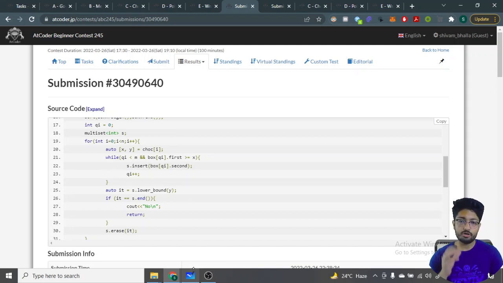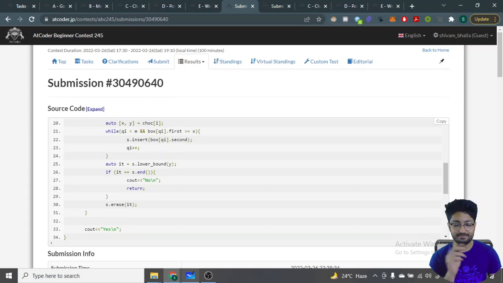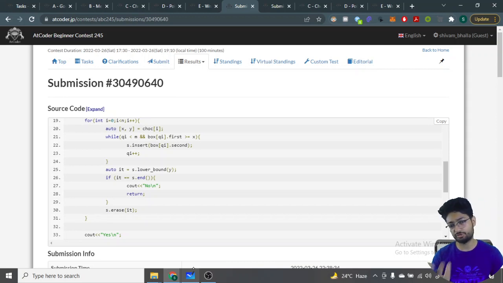Now at the end of this while loop, I have all the boxes whose width is greater than or equal to the width I want inside a multiset. Now I can do a lower bound on the multiset, because I just want a box that is just greater than or equal to the height I want. So I want a height of y for the chocolate, and I find the lower bound. If there is no such box available, I just return no and quit, because I want to fill all the chocolates. If any one of the chocolates doesn't fit, I quit. Else, because I filled that particular box with this chocolate, I remove that particular height from the multiset, and finally return yes if I perfectly fill all the chocolates in the boxes.